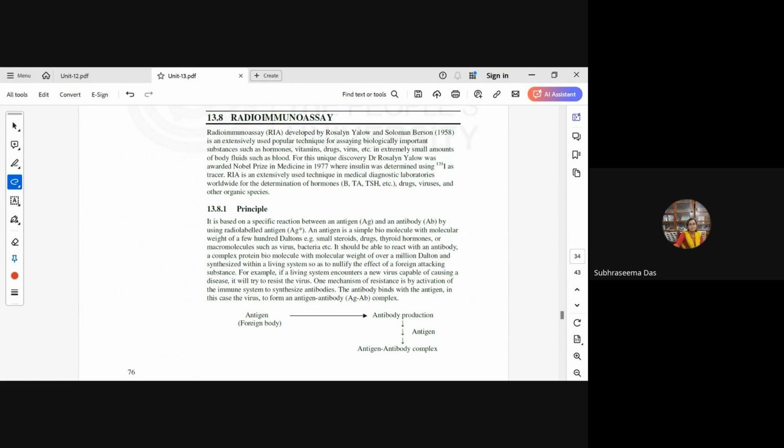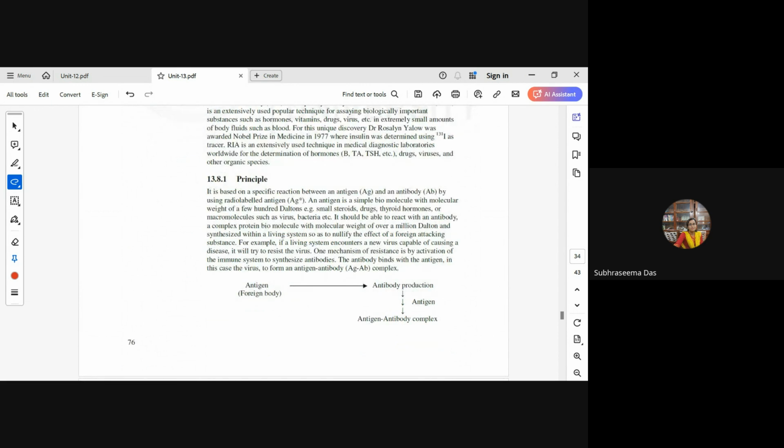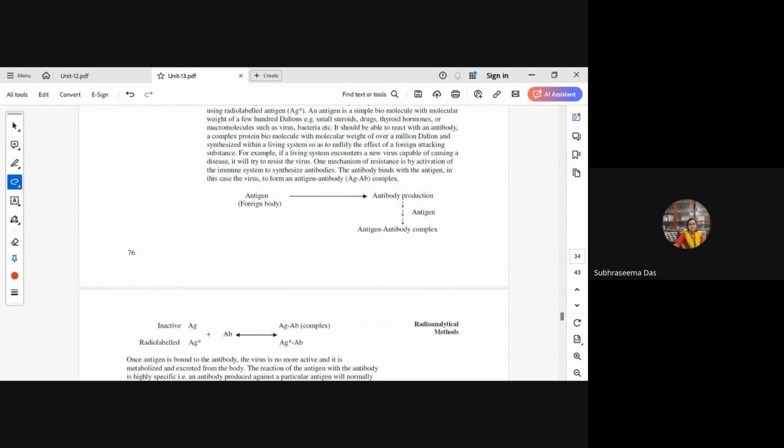So an antigen is a biomolecule, and it should be able to react with the antibody, which is a complex protein. For example, if a living system encounters a new virus which causes a disease, it will try to resist the virus. One mechanism of resistance is by the activation of the antibodies. So the antibody then binds with the antigen to form the antigen antibody complex, as it is shown here.